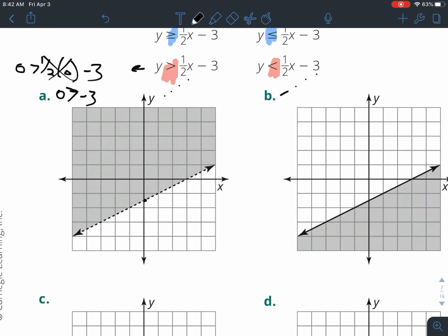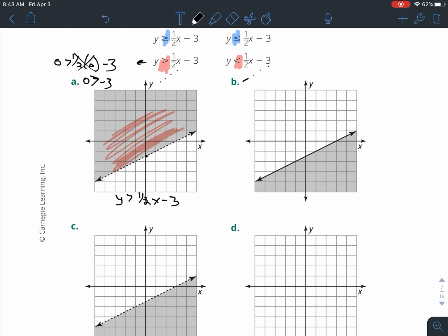Since that's a true statement, we shade above then. So we know by looking at that one that that's a true statement. 0 is larger than negative 3. So we know that's going to include. So automatically we can say, oh, sweet. This one here is going to include. We're shading. So right away, this one, I'm going to just write underneath, is y is greater than 1/2 x minus 3.